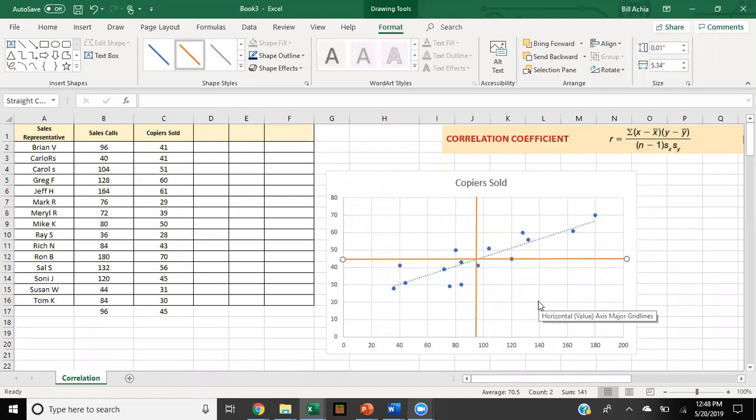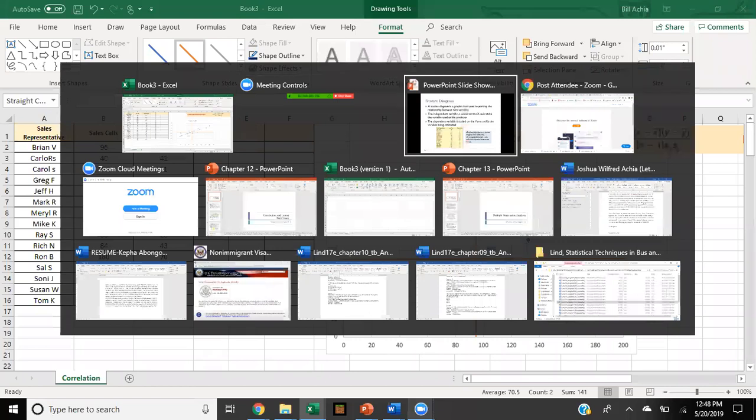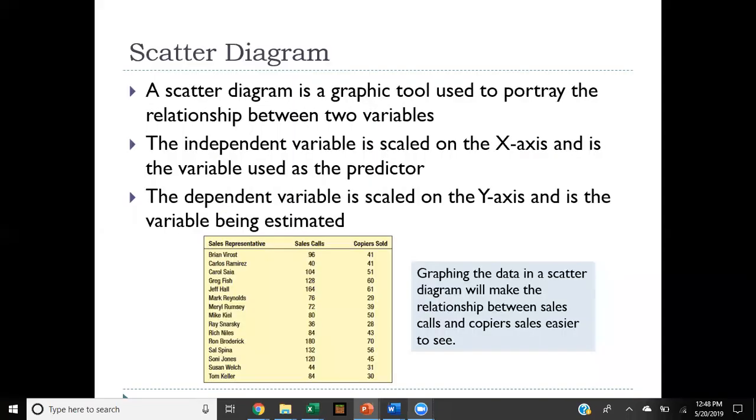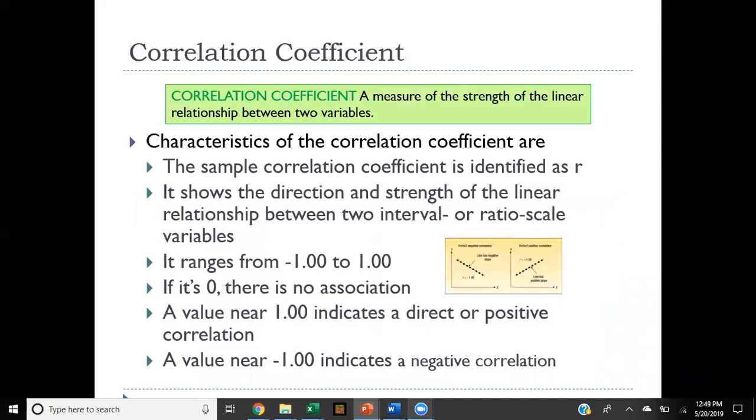Okay, so now we want to determine the nature of that relationship, in terms of how strong it is. To do that, we need to calculate what's called the correlation coefficient. The correlation coefficient is a number that ranges from -1 for a very strong negative relationship to 1, which is a very strong positive relationship. If we have a 0, it basically tells us that there's no relationship between the two.